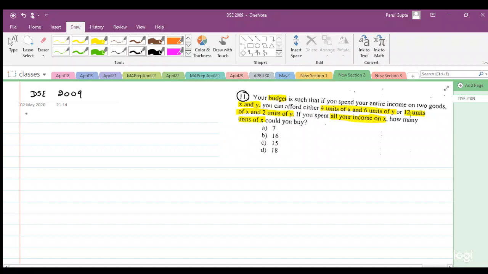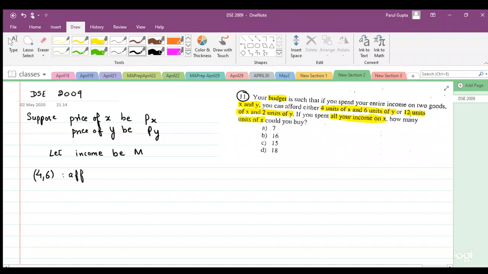So let's say that let the price of X be Px and the price of Y be Py. Also let the actual income be M. Now what do we know? That the bundle 4, 6 is affordable.